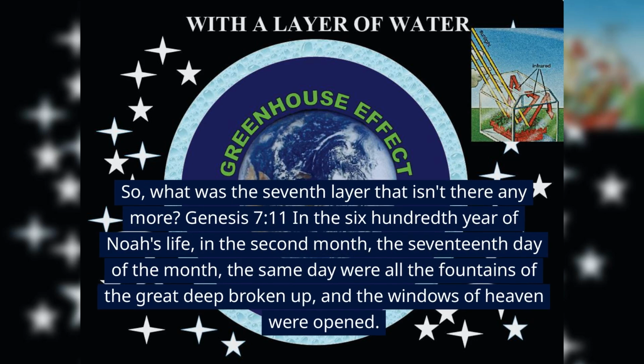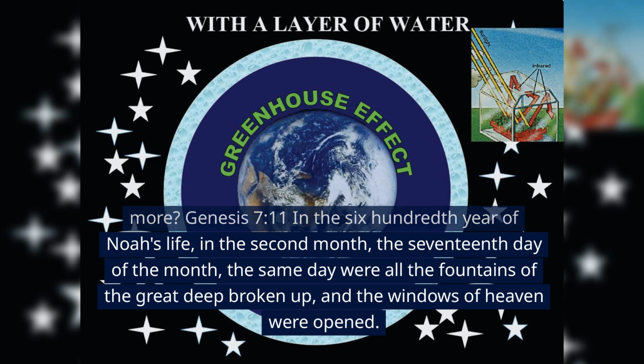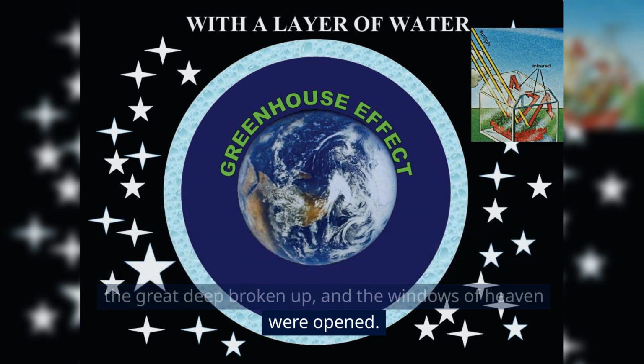So, what was the 7th layer that isn't there anymore? Genesis 7:11. In the 600th year of Noah's life, in the 2nd month, the 17th day of the month, the same day were all the fountains of the great deep broken up, and the windows of heaven were opened.